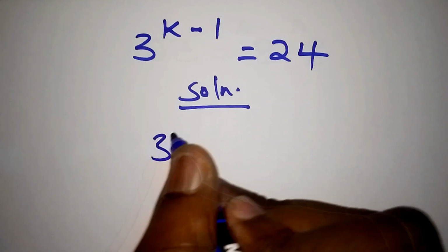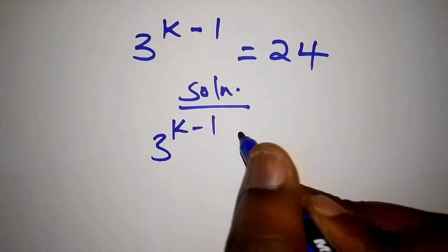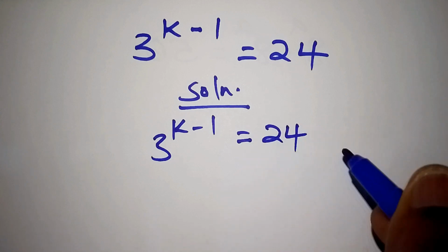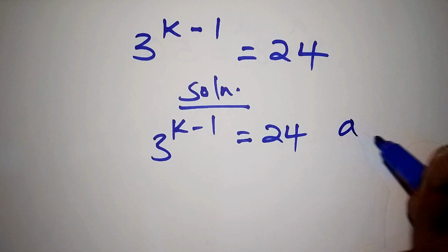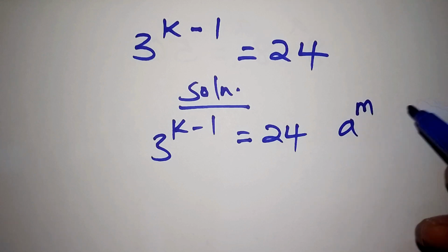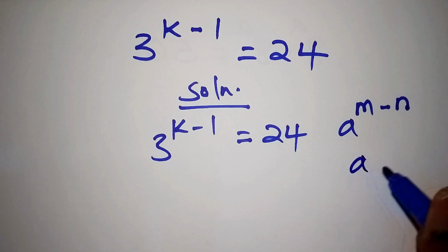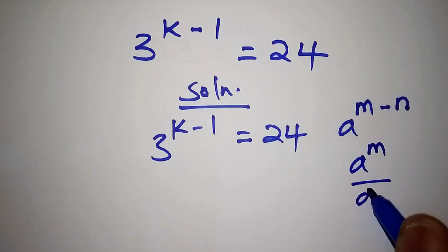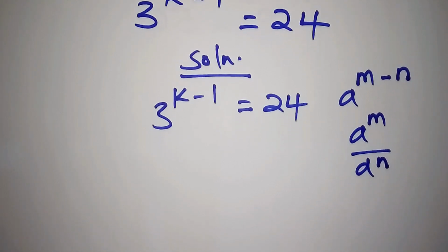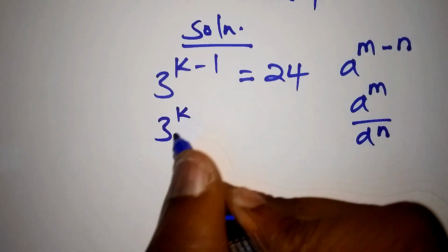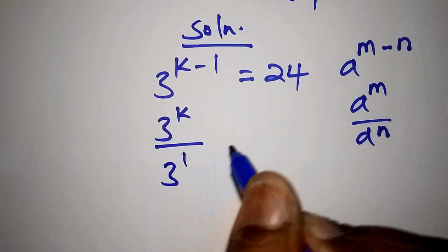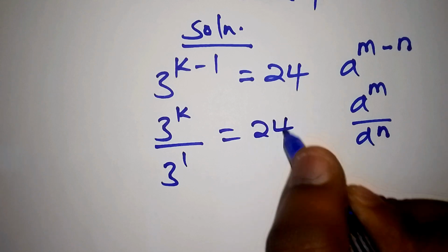So let's now have 3 to the power of k minus 1 is equal to 24. So we are asked to work it out. So assuming that we have a to the power of m minus n, this one can also be written as a to the power of m all over a to the power of n. This means that here we shall now have 3 to the power of k all over 3 to the power of 1 is equal to 24.